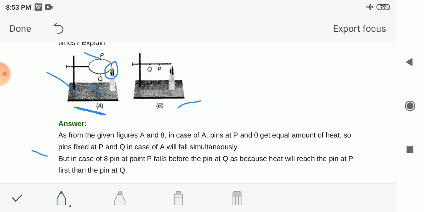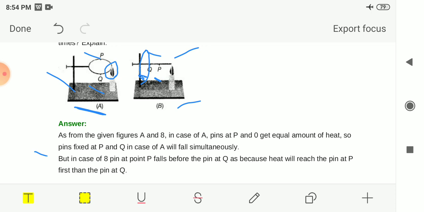And in arrangement B, the pin at point P falls before the pin at Q. The pin fixed at point P will fall first, and after that the pin fixed at point Q will fall, because the heat will reach first to point P and then to point Q. So that's why in the second case, or arrangement B, the pins fall at different times. So this is your answer with the explanation.